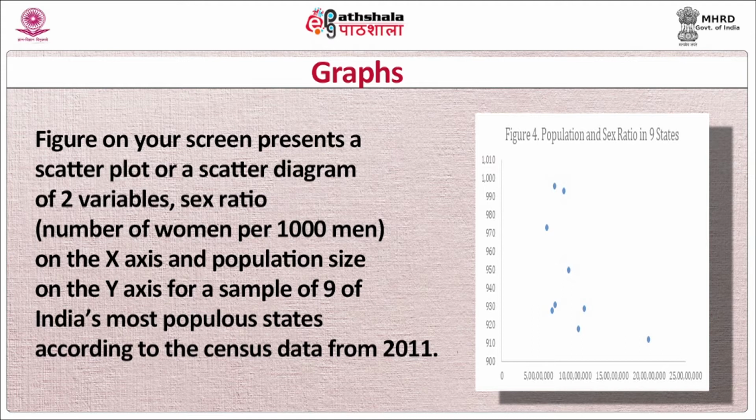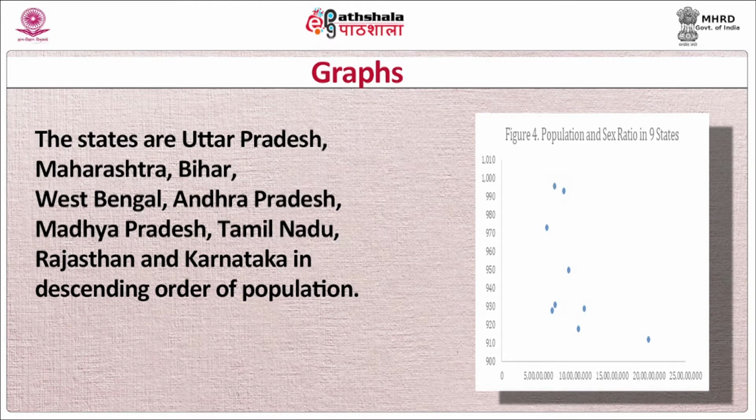The figure on your screen presents a scatter plot, or a scatter diagram, of two variables: sex ratio, number of women per 1000 men, on the x-axis, and population size on the y-axis, for the sample of 9 of India's most populous states according to the census data from 2011. The states are Uttar Pradesh, Maharashtra, Bihar, West Bengal, Andhra Pradesh, Madhya Pradesh, Tamil Nadu, Rajasthan and Karnataka, in descending order of population. The scatter plots give us the added benefit of identifying outliers.